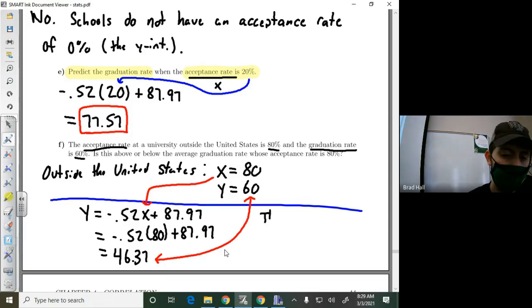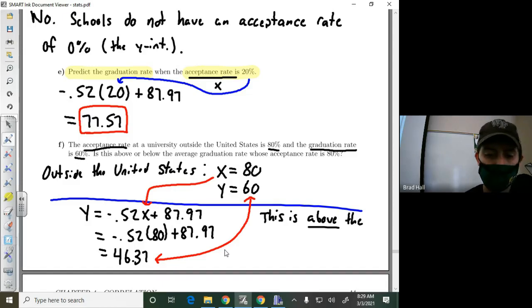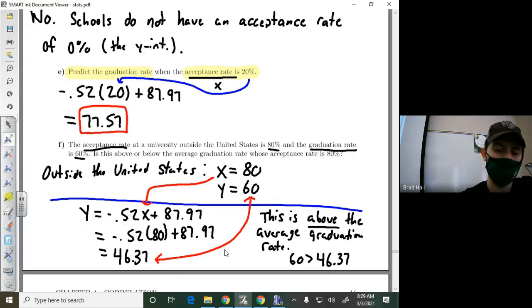So this is above the average graduation rate, because the 60 is greater than the predicted value. In other words, the observed value is larger than the predicted value, or above the predicted value.